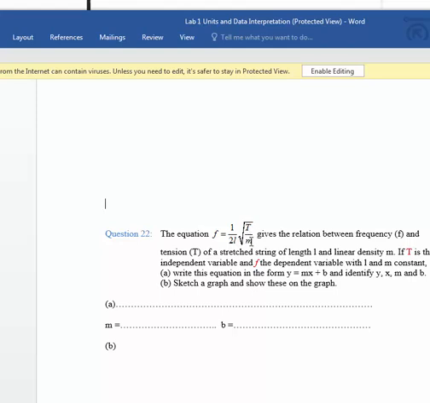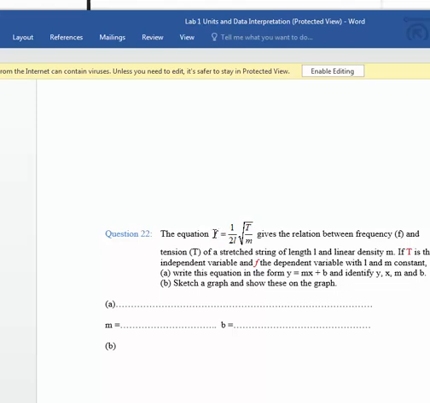Now, you need to identify the independent variable and the dependent variable. The independent variable is the one we change, and the dependent variable is the one that follows the change you made. In this case, when t is changed, f changes. So f is the dependent variable, and that is the y-axis.